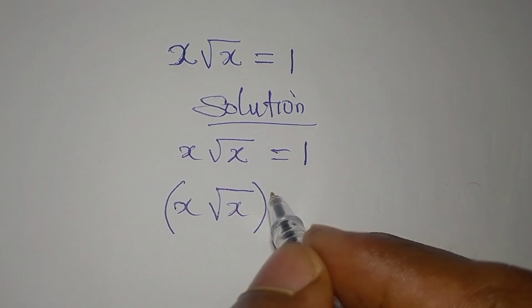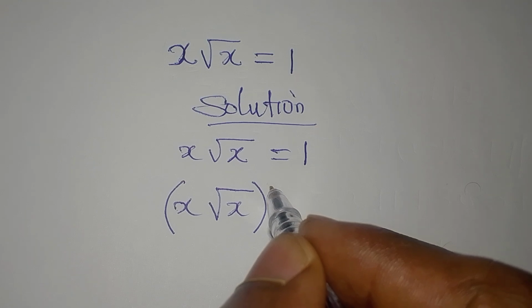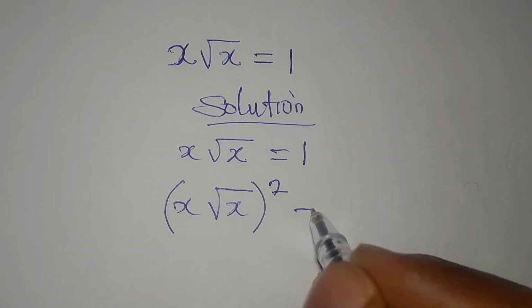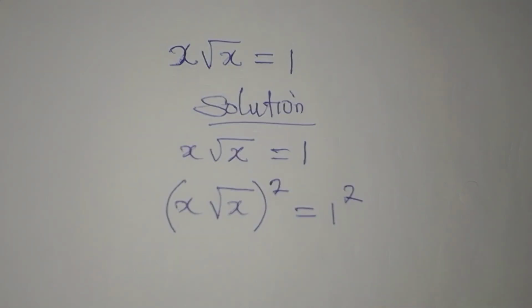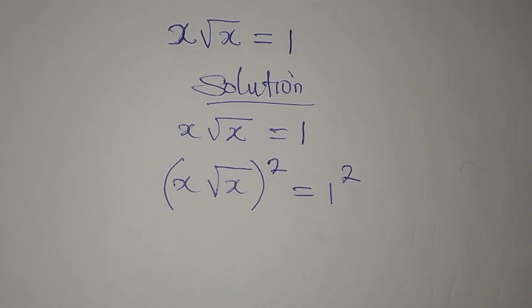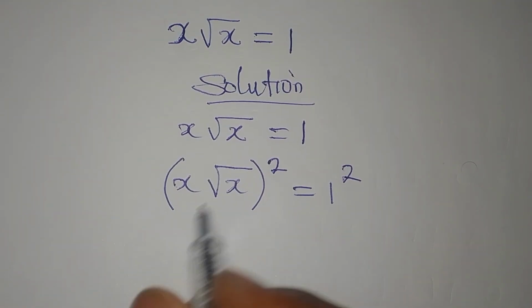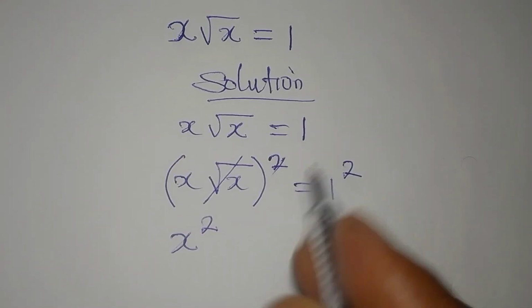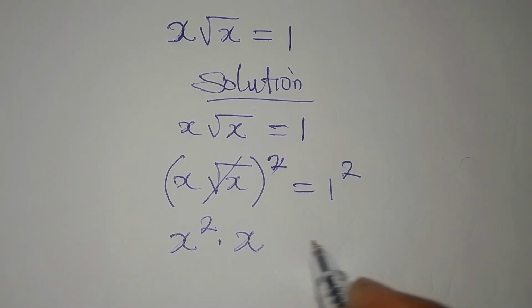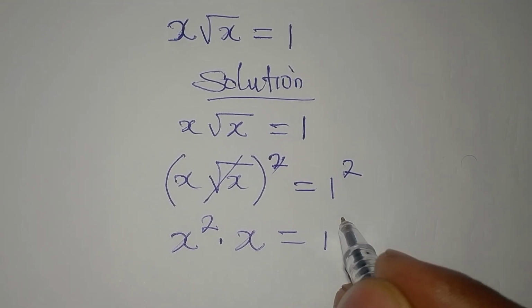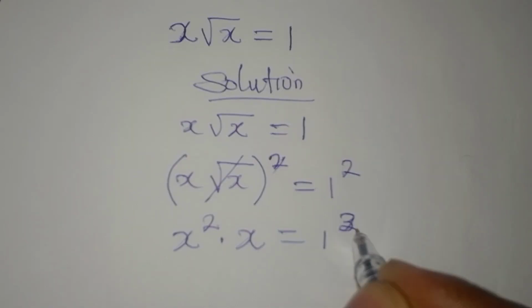So I'm going to square what we have here, and we have this, then we have 1 squared. But remember that 1 squared is still 1. It won't change anything there. X to the power of 2 is x squared. Then we multiply this by x, which is equal to 1 to the power of 3. Okay, 1 to the power of 2.